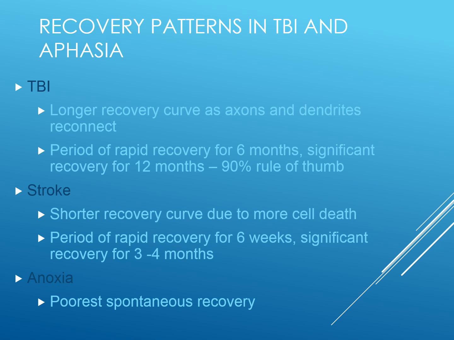Next, we're going to discuss the recovery pattern in TBI and aphasia. We will do a whole chapter just on aphasia, but I do want to bring it in here so you can see the difference. There's your rule of thumb. TBI, rapid recovery, is for 6 months, and then significant recovery for 12 months. When someone has had a stroke, there's a shorter recovery period. Rapid recovery is about 6 weeks, and significant recovery within 3 to 4 months. So there is a difference. Someone from a stroke can recover faster than someone with a traumatic brain injury.